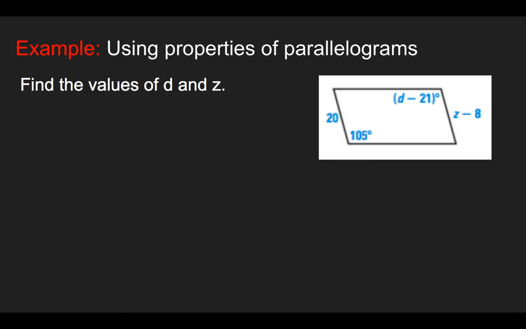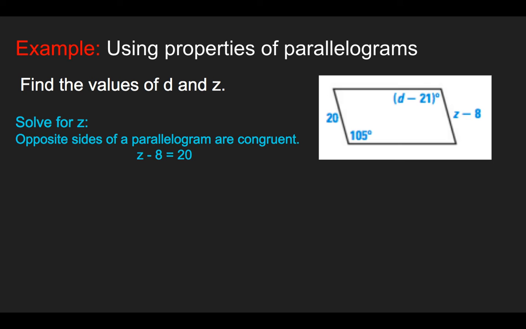Let's do that one more time. Find the values of D and Z. Let's start by trying to solve for Z. Z is this right side over here. The short side of the parallelogram has to be congruent to this short side, or I should say opposite sides have to be congruent to each other. Therefore, we can set Z minus 8 equal to 20. Add 8, and Z is 28.